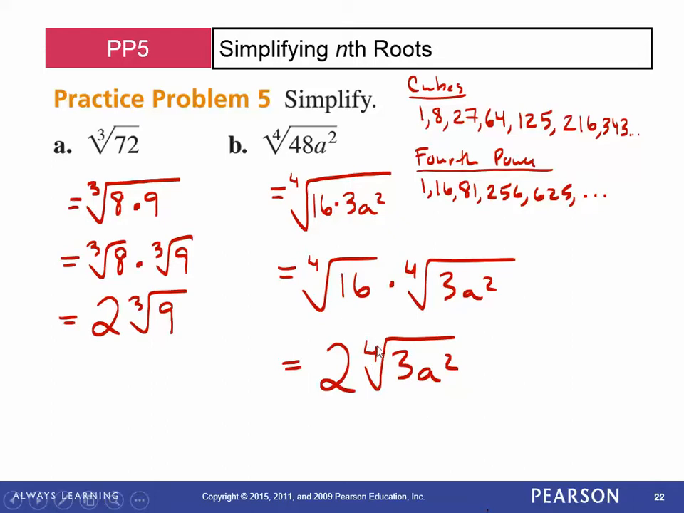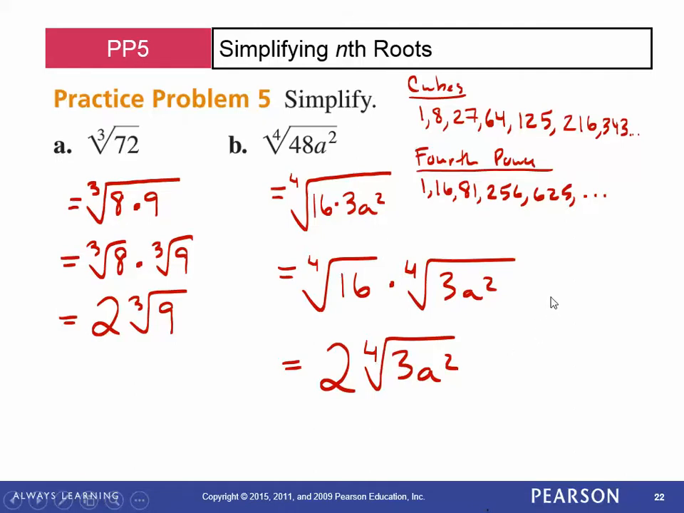Make sure you always put the index of 4 or index of 3. If it's a square root, you don't need to. But if you don't do this, then we think it's a square root, and that's not good. It is actually a 4th root. You have to indicate which root it is.